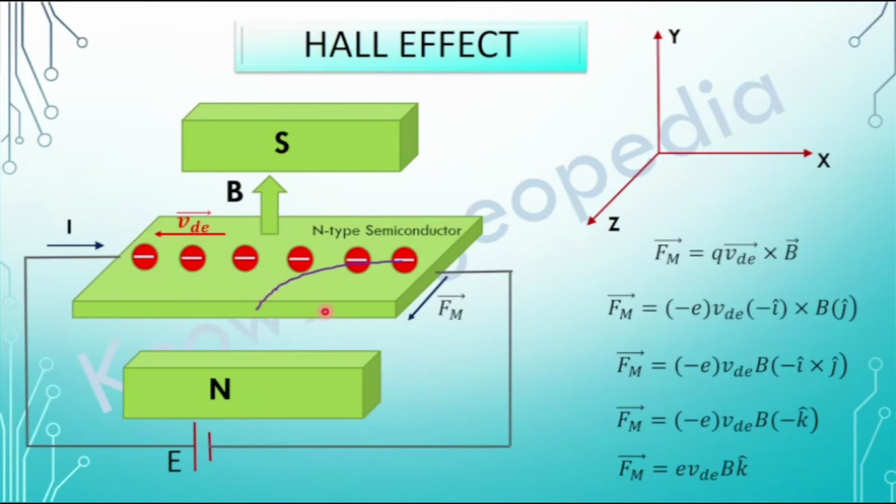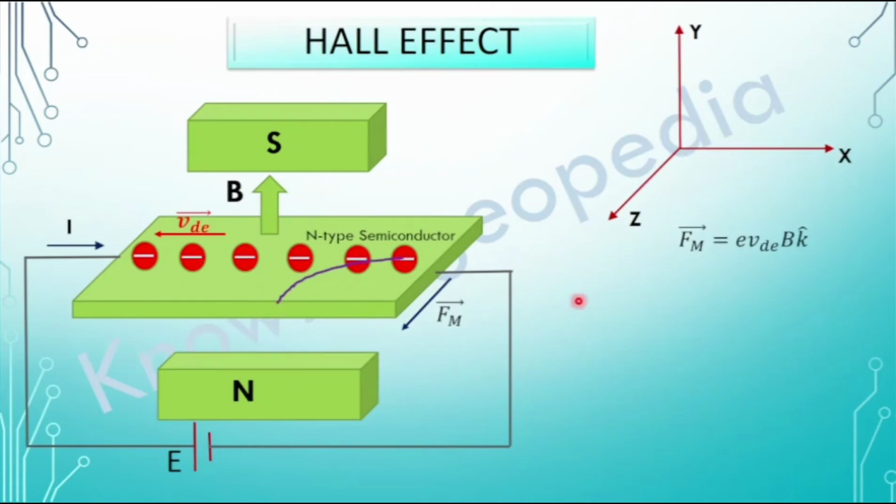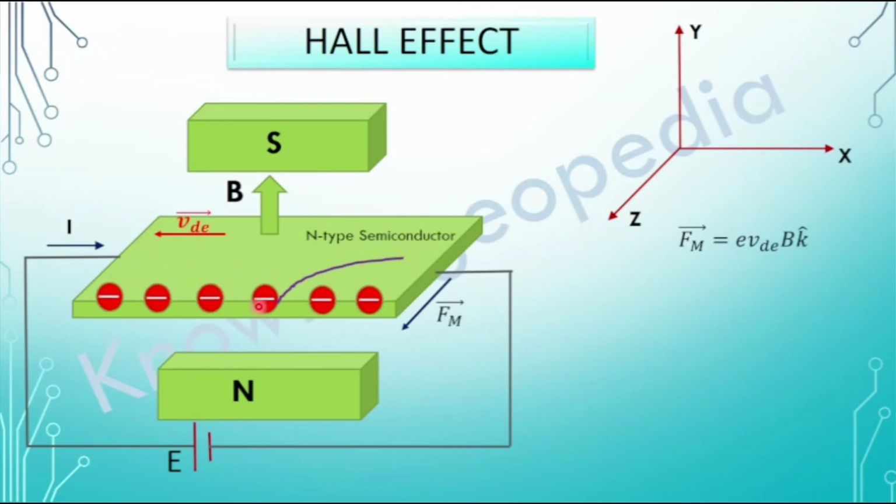This side I am calling the front face and the other side I will call the back face. So these electrons, due to the application of the magnetic field, will try to move towards the front face. This is what we have seen. The Lorentz force due to the magnetic field is equal to evB k cap, and the electrons will slowly move towards the front face.